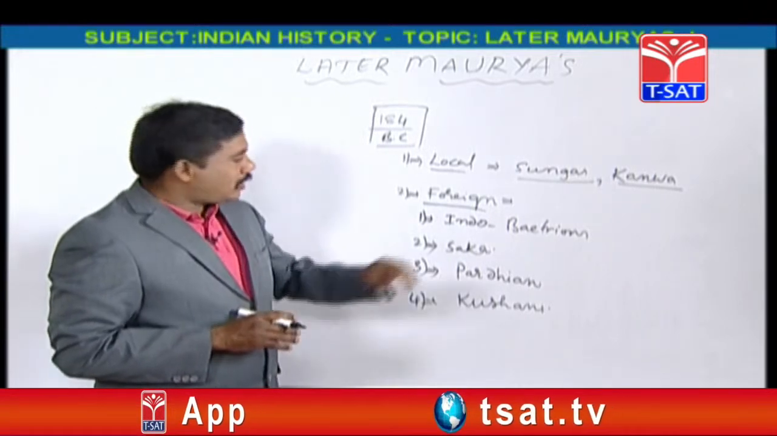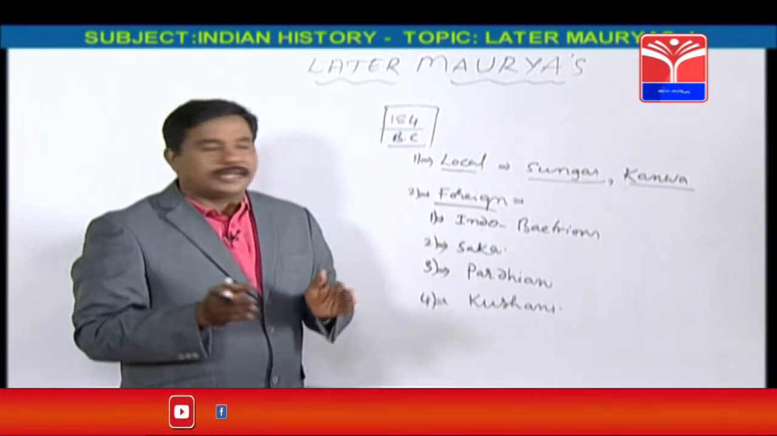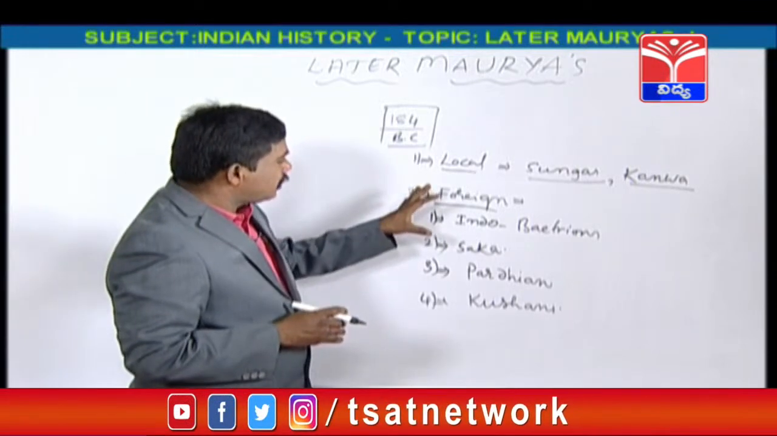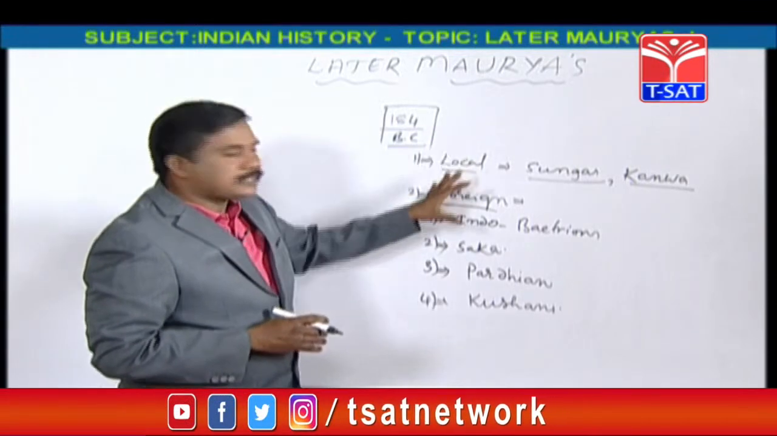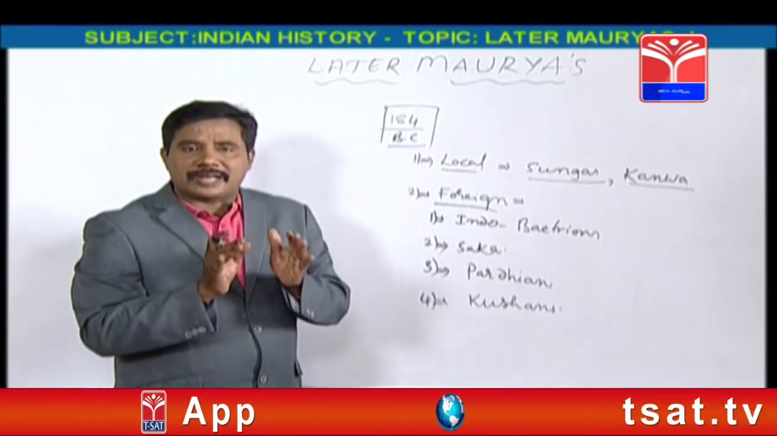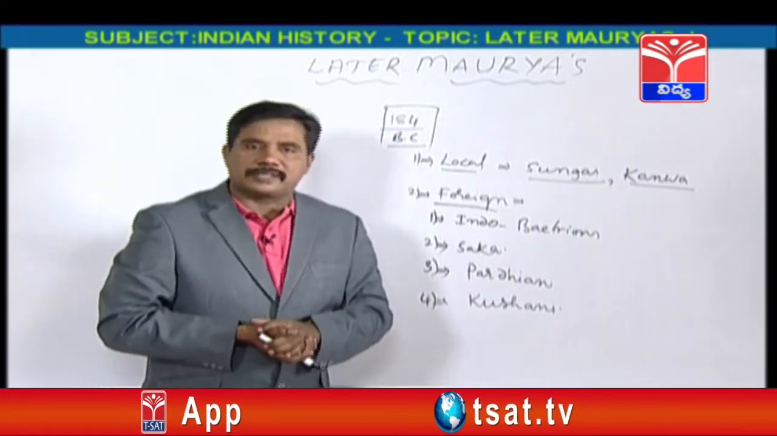But here we may have confusion regarding the period and years. That's why it is better not to mention them. So we can say this is the later Mauryas, but regarding period and years, there is no particular indication of the years. Okay, we go for the Shungas.